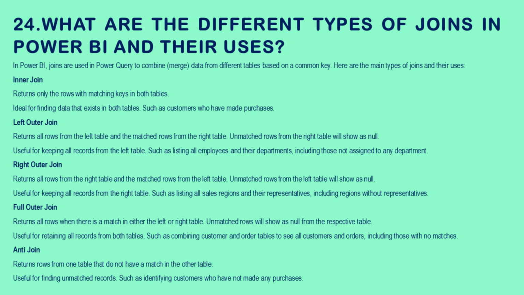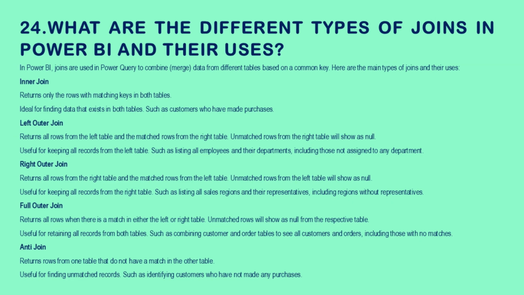Anti-join returns rows from one table that do not have a match in the other table. Useful for finding unmatched records, such as identifying customers who have not made any purchases.